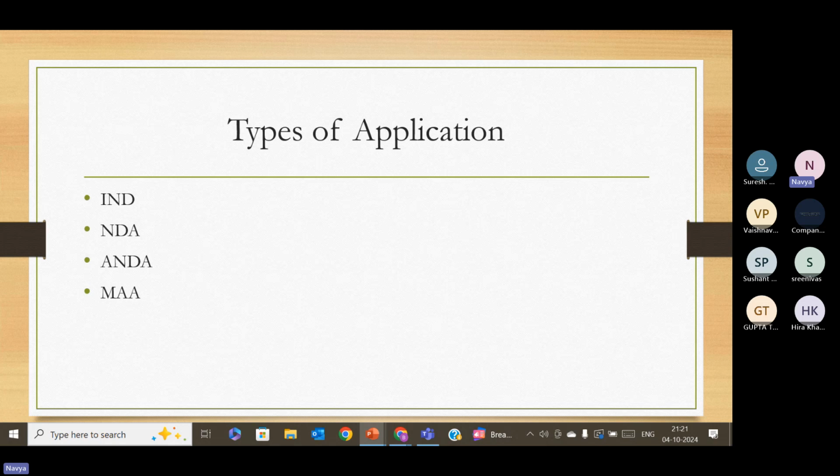Okay, so these INDA, NDA, ANDA, these are mostly for new products, and it is mostly for US, India, all these people do. And MAA is marketing authorization, which is for European market and UK market. Okay, so these are different types of applications which are involved, which we need to file. So as we go through the course, we will understand in depth about all these initial applications.